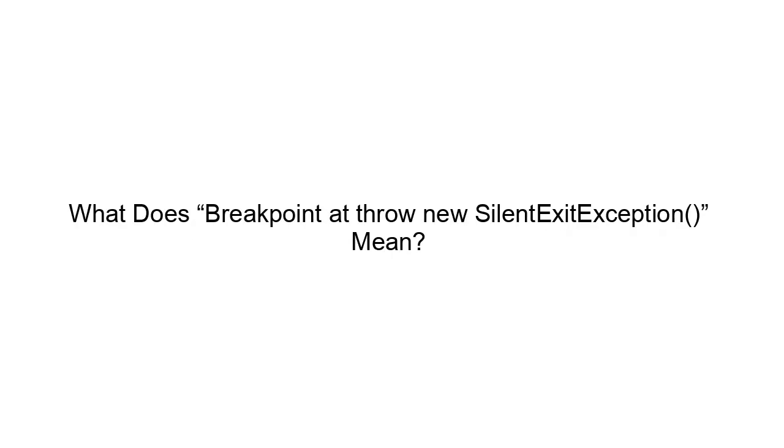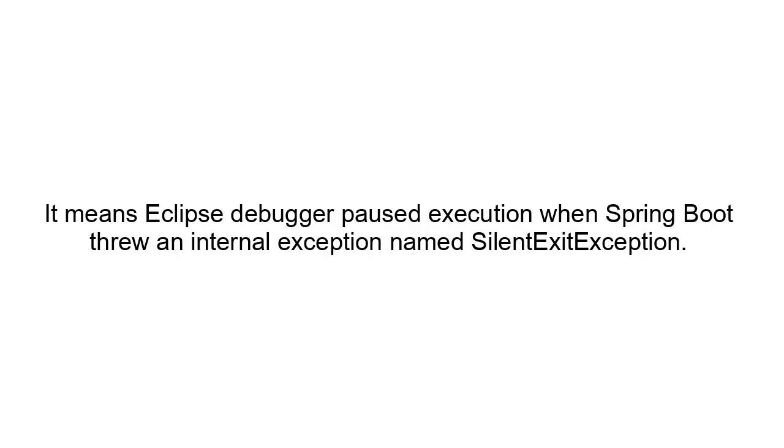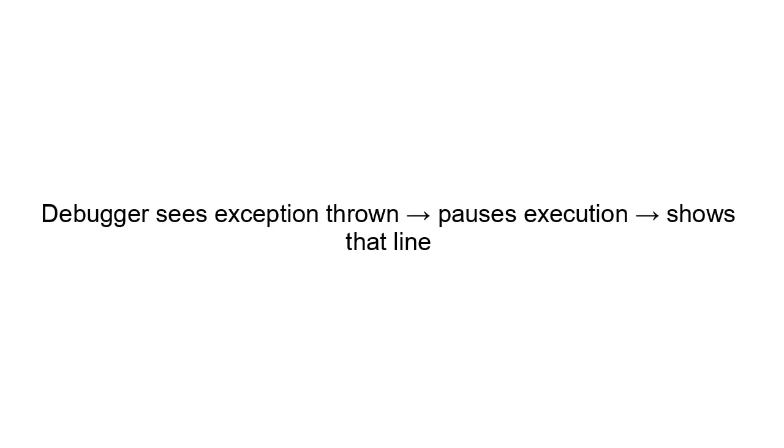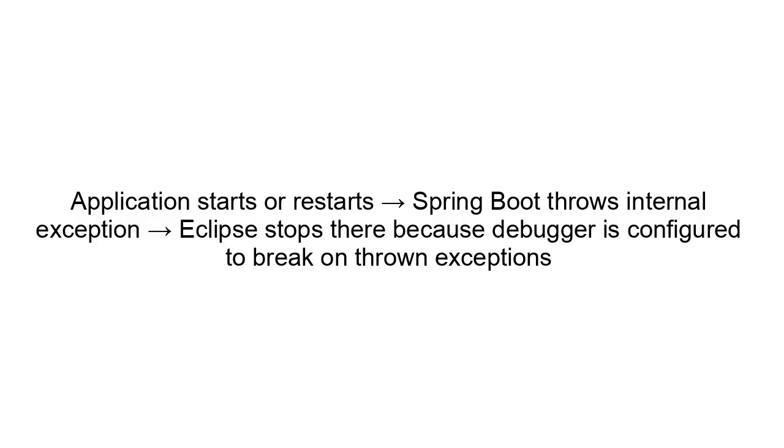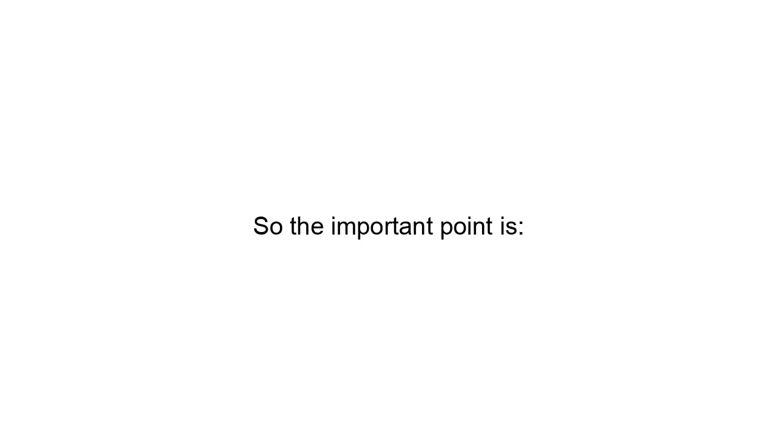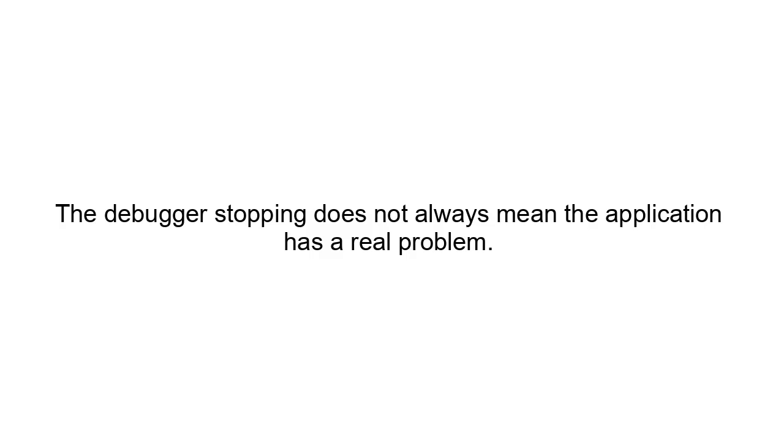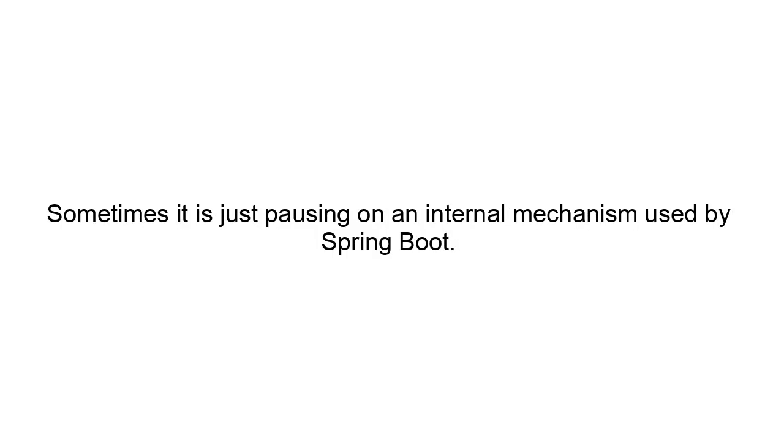What does breakpoint at throw new SilentExitException mean? It means the Eclipse debugger paused execution when Spring Boot threw an internal exception named SilentExitException. In simple terms, the debugger sees an exception thrown, so it pauses execution and shows that line. Example concept: the application starts or restarts, Spring Boot throws an internal exception, and Eclipse stops there because the debugger is configured to break on thrown exceptions. So the important point is, the debugger stopping does not always mean the application has a real problem. Sometimes it is just pausing on an internal mechanism used by Spring Boot.